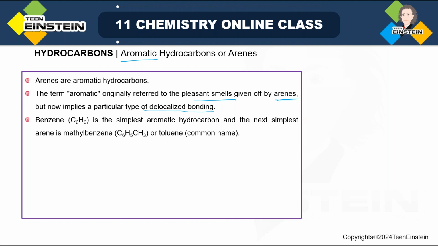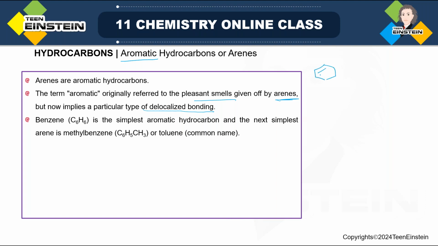Now benzene is the simplest aromatic hydrocarbon. Remember, when we talk about alkanes, we say the simplest one is methane. When we talk about alkynes, we say the first member is CH triple bond CH, that is acetylene or ethyne. Similarly, when we talk about aromatic compounds, benzene is the simplest aromatic hydrocarbon. And the next simplest is C6H5CH3.